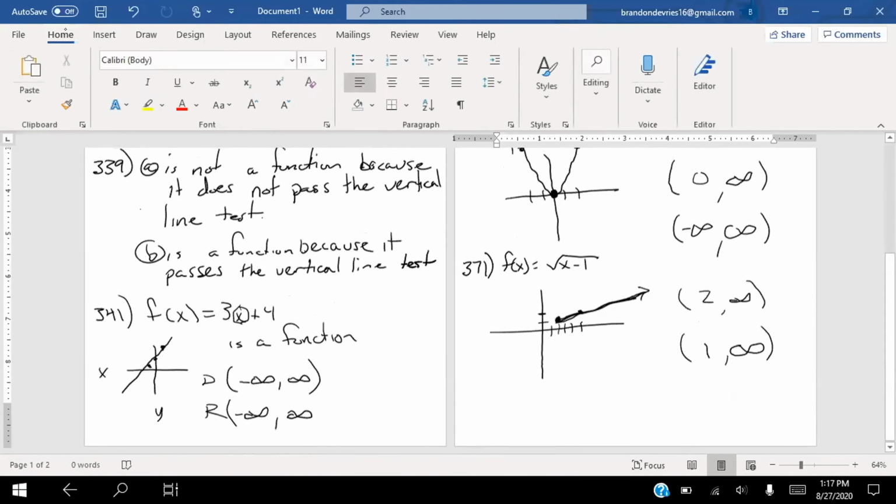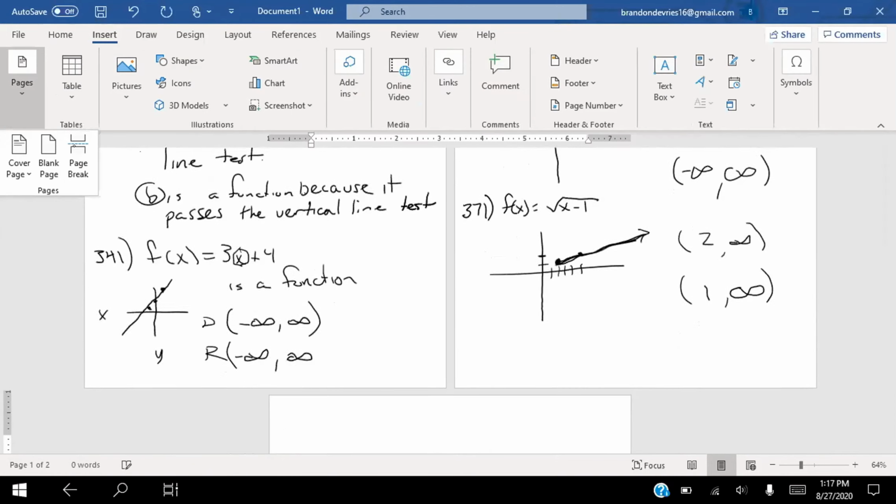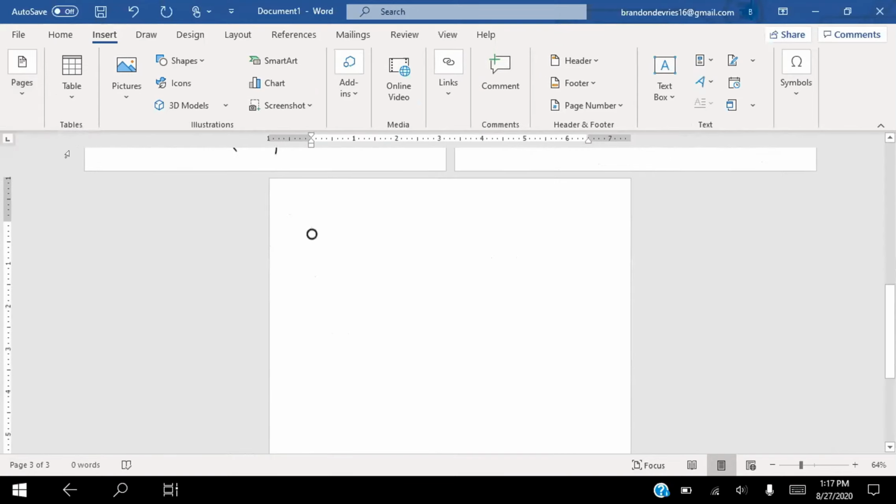Now I got to put another new page. This is the way he wanted it.